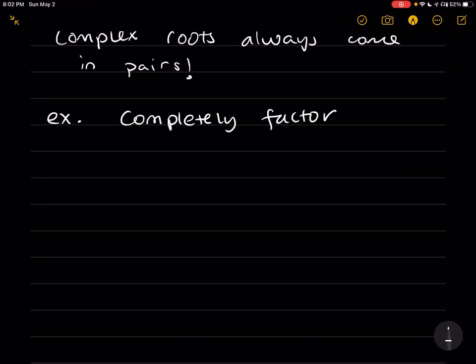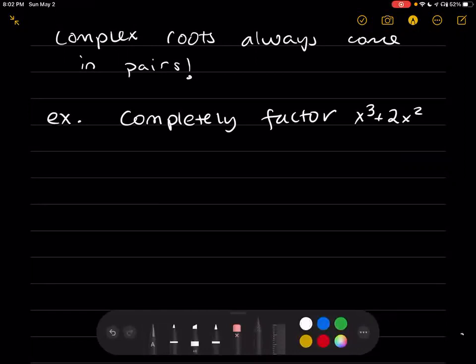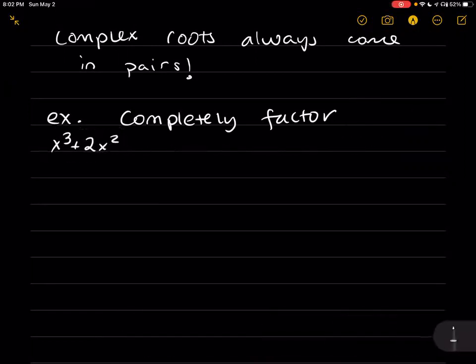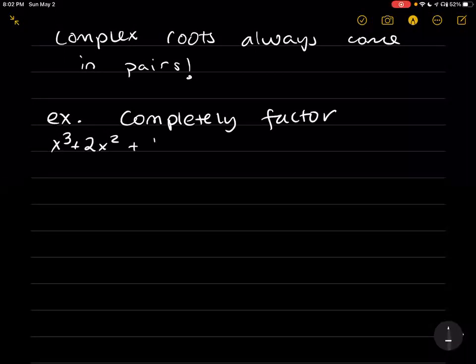Let's do x cubed plus 2x squared. I'm not running out of room. Move it down. X cubed plus 2x squared plus 4x plus 8.